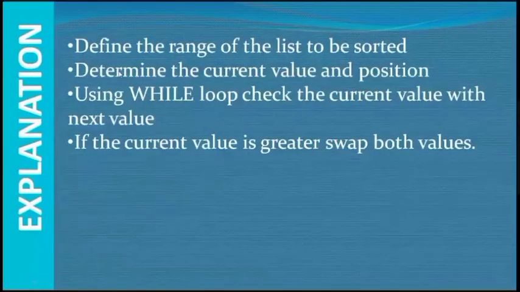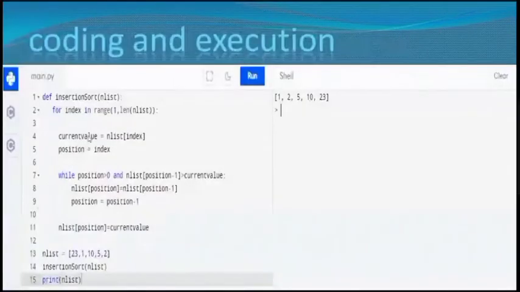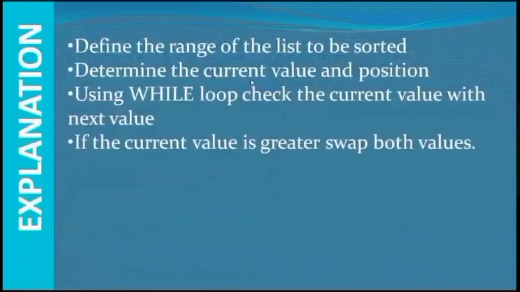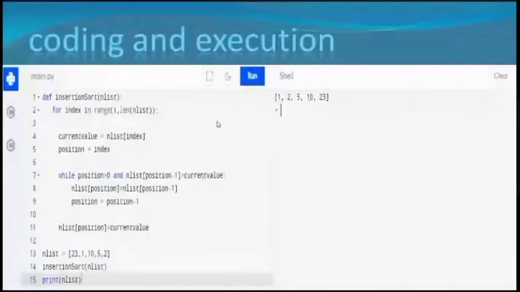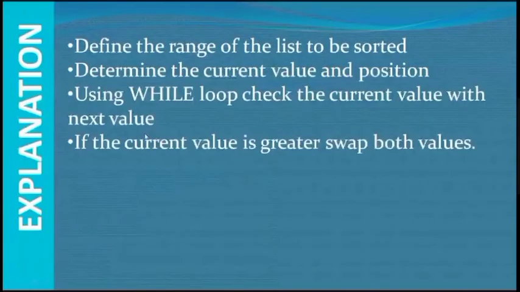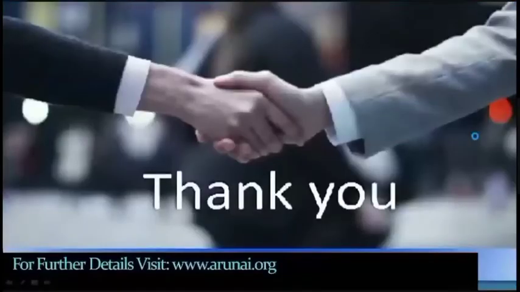These are our steps. First, we define the list to be stored and determine the current value and position. Then, using the while loop, we check the current value with the next value. If the current value is greater, swap both the elements. Like that, the loop goes on.